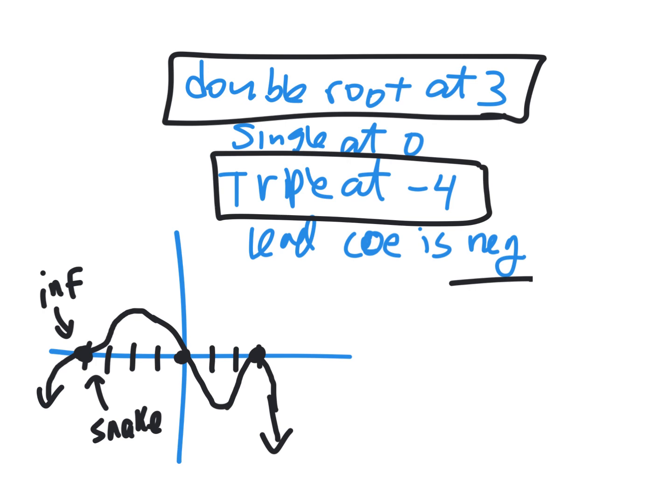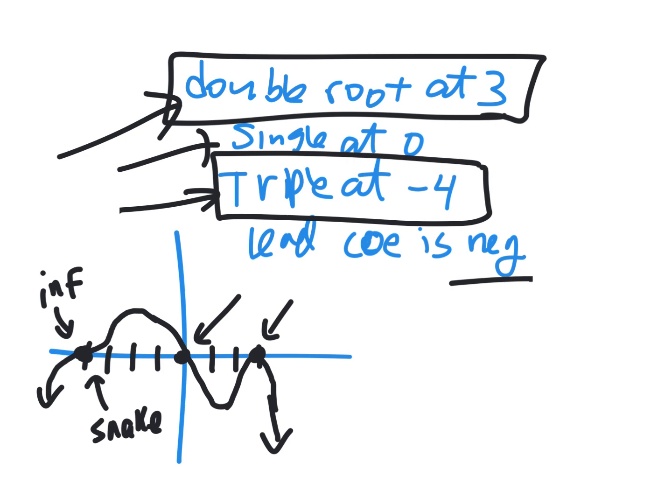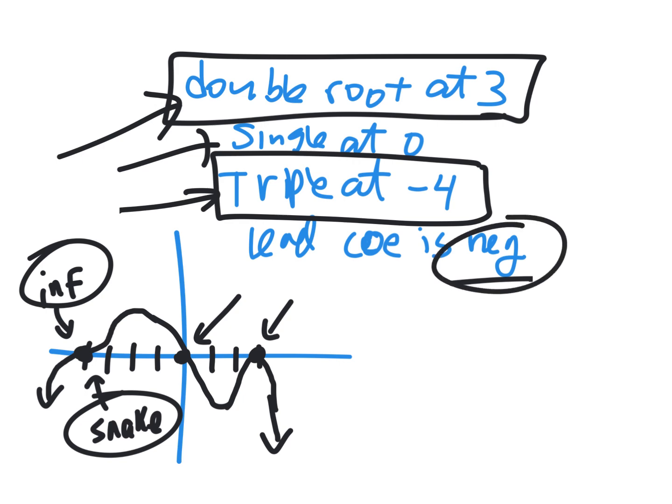Okay, so does mine have a double root at 3? Yep, there it is. Does mine have a single root at 0? Yep, it's just passing through there. Does mine have a triple root at -4? Yeah, because I even labeled it. Made it really clear that that was a triple root. And my lead coefficient being negative meant it was going down on the end. Yours should have looked similar to mine.